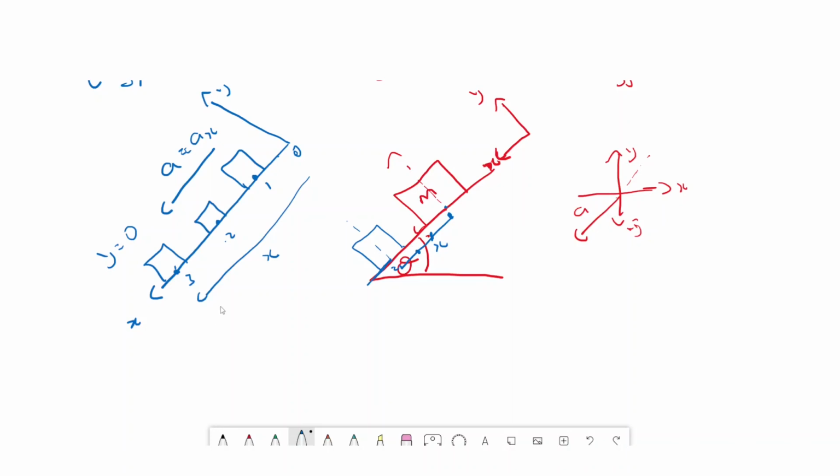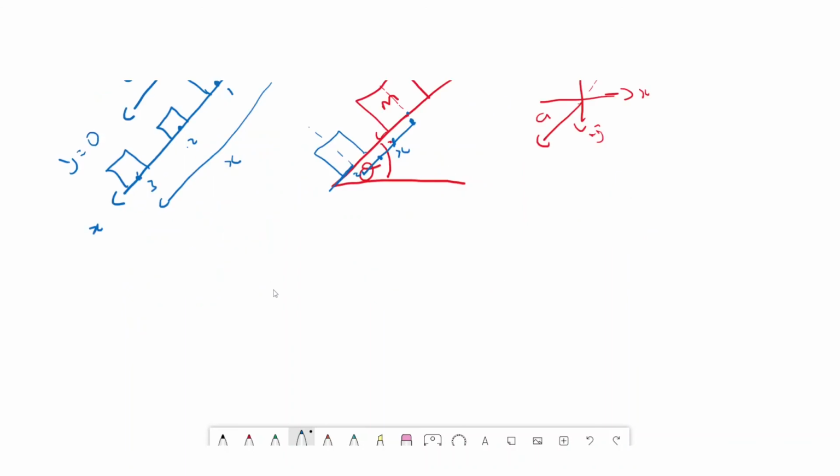All right. Now let's look at the forces themselves and how the forces look. So now we have explained the reference frame, so let's look at the forces themselves.